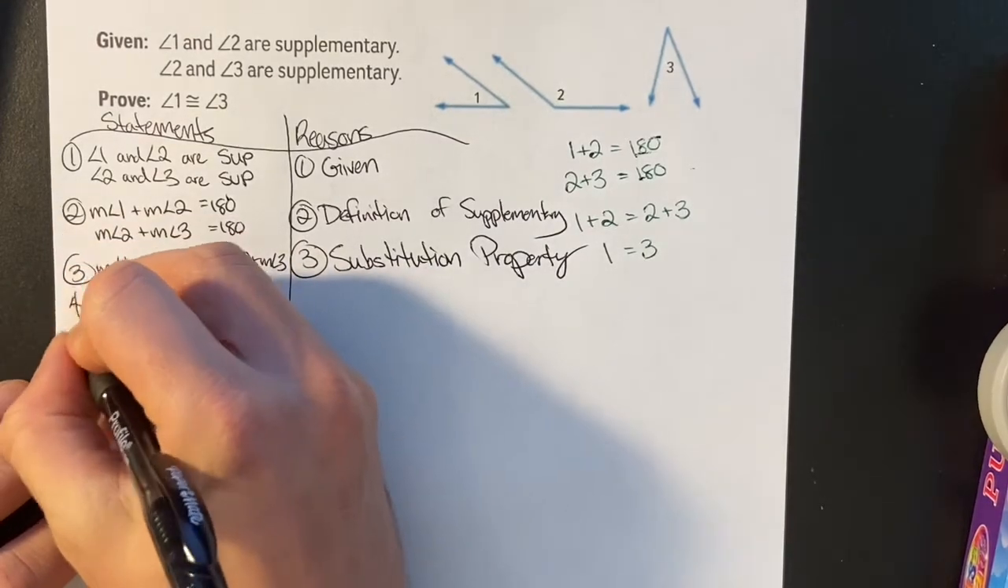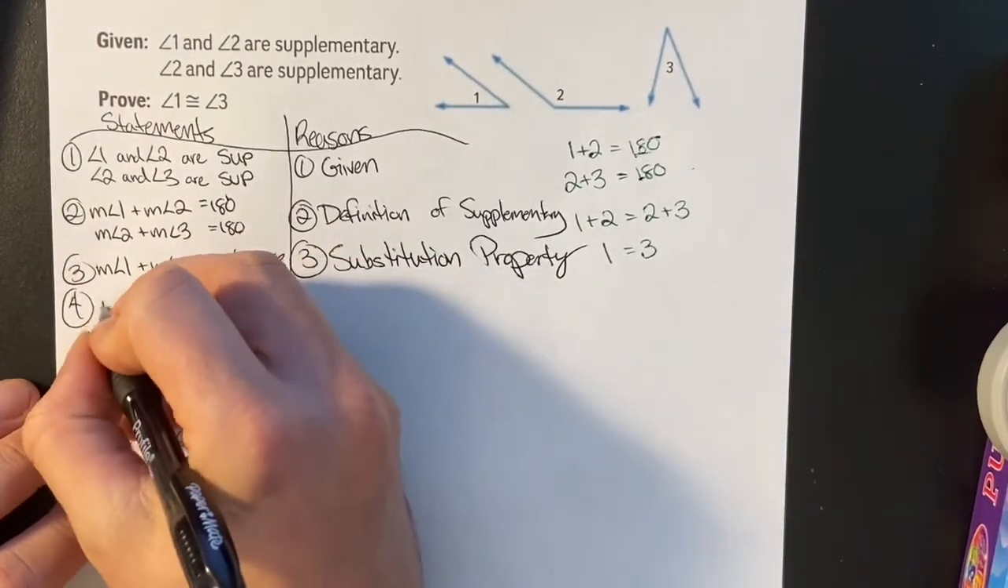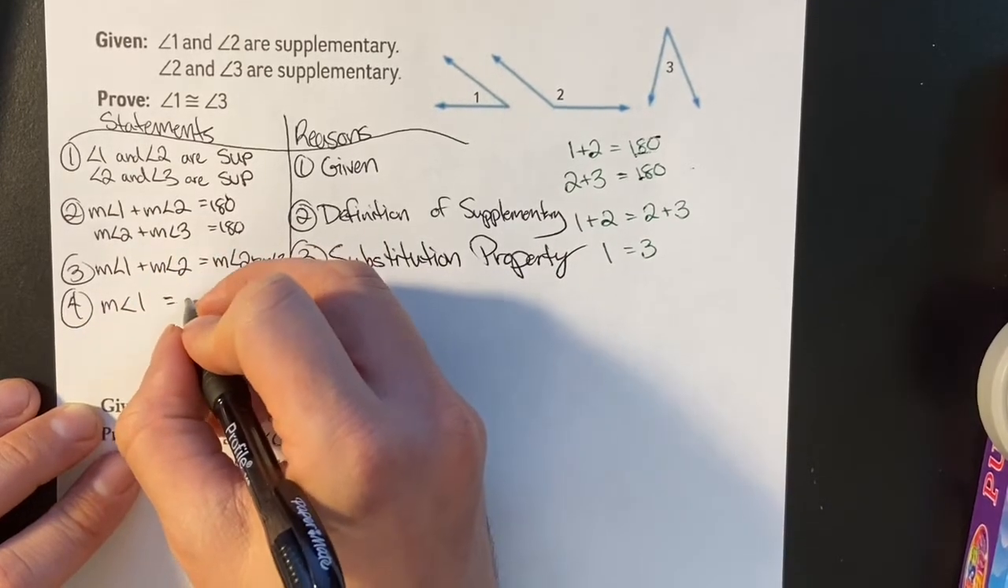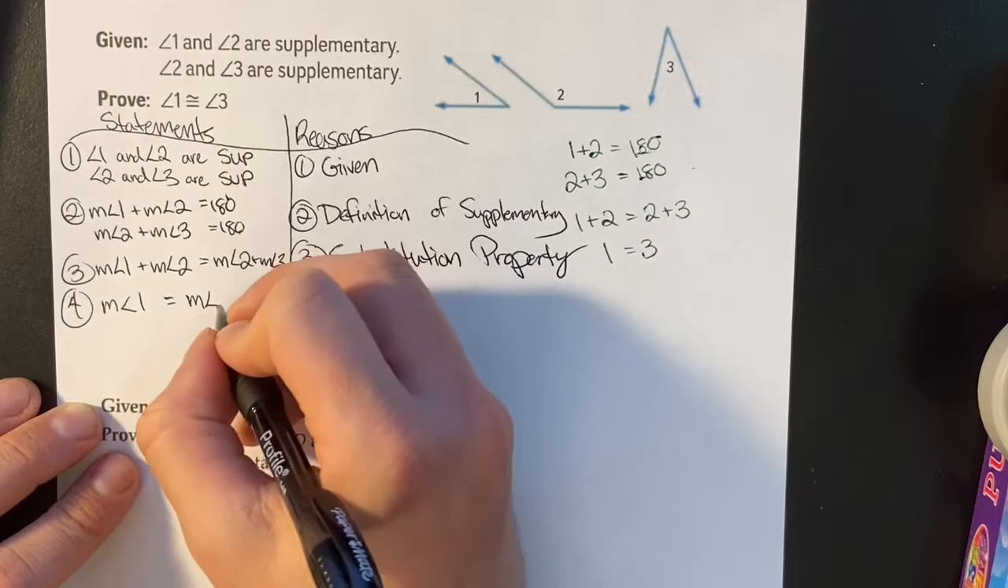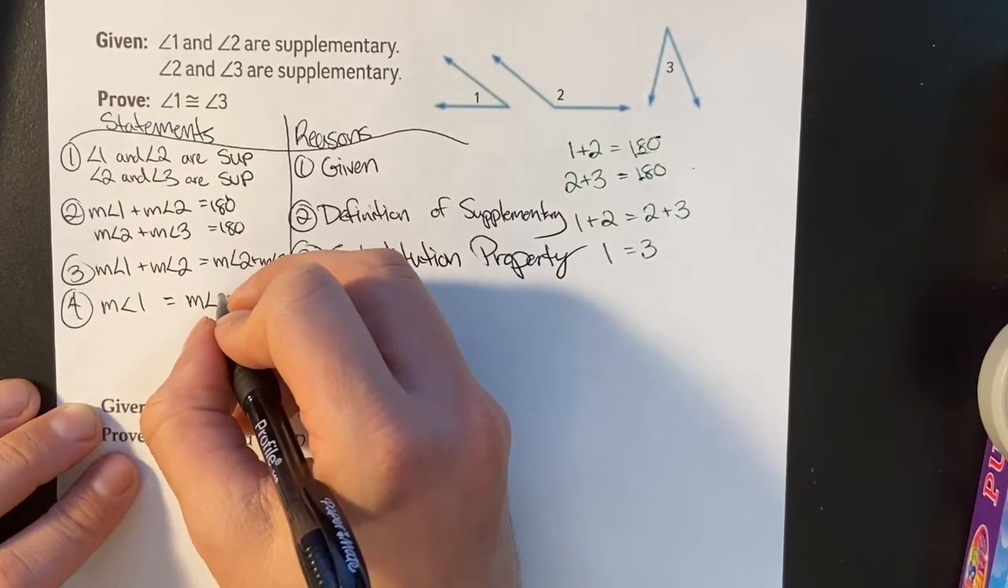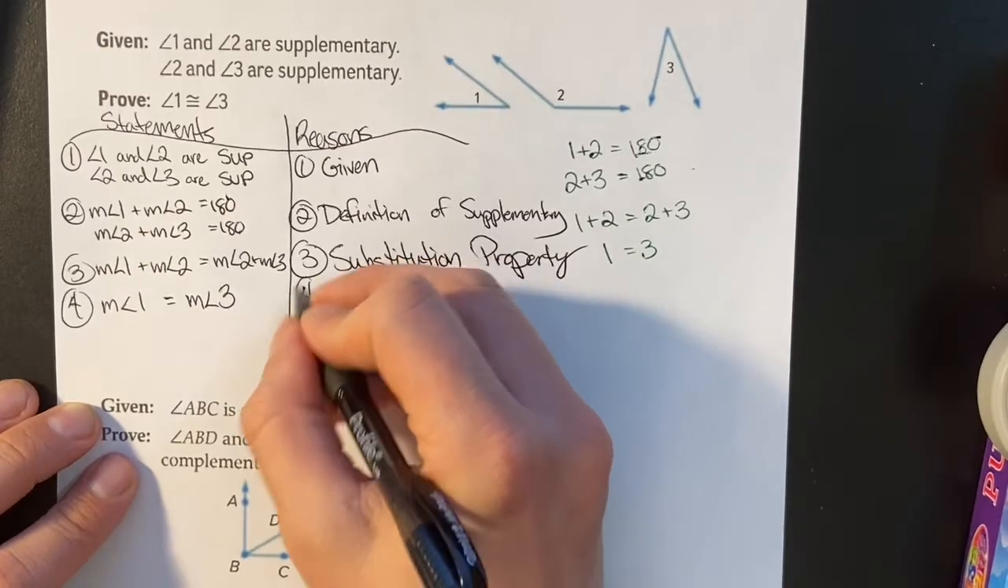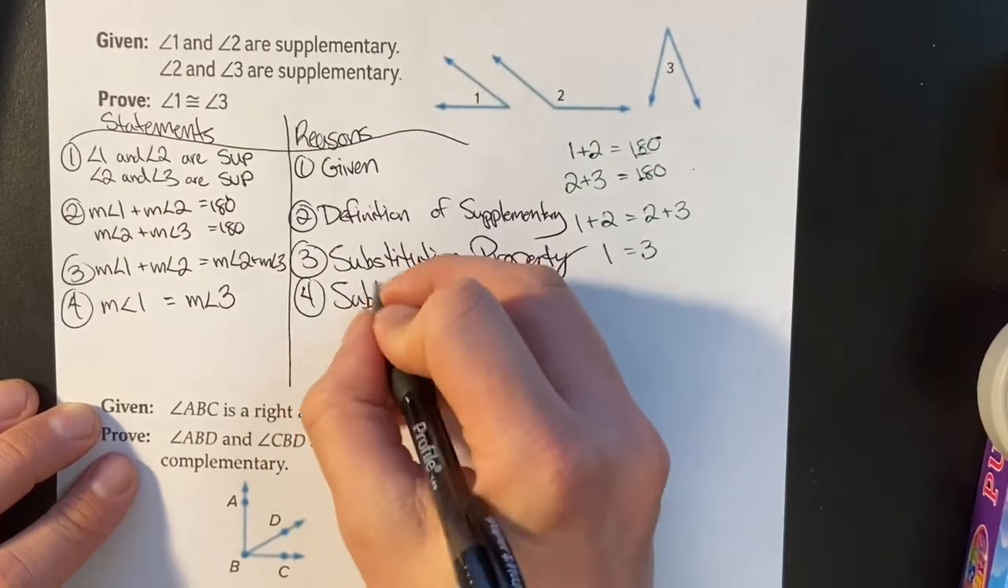Now we have to get rid of the measure of angle 2 from both sides. So I'm going to subtract 2 from both sides and end up with the measure of angle 1 equals the measure of angle 3. And that is the subtraction property of equality.